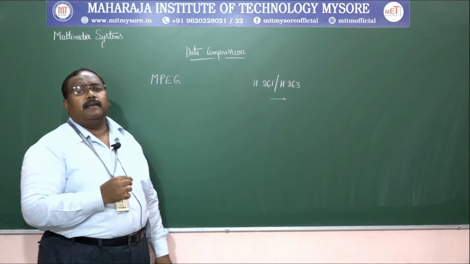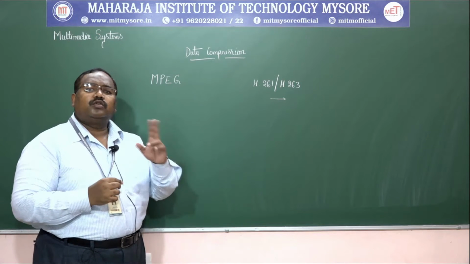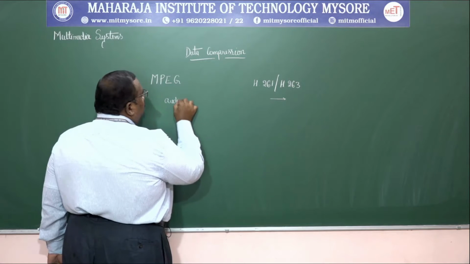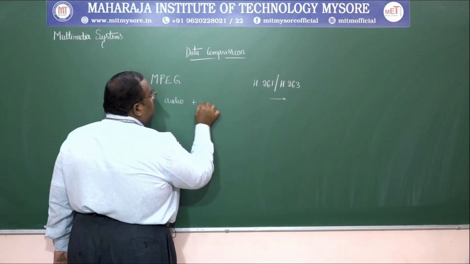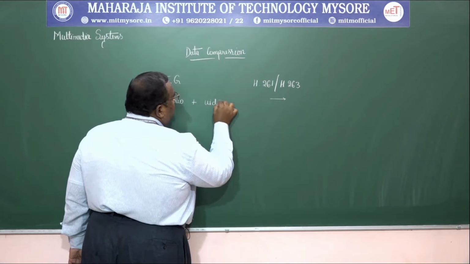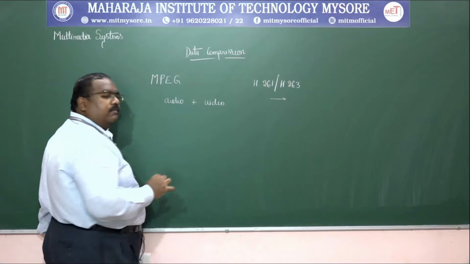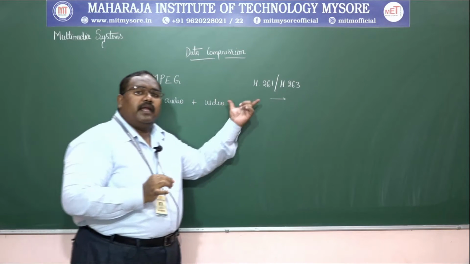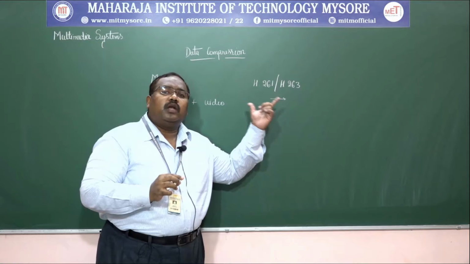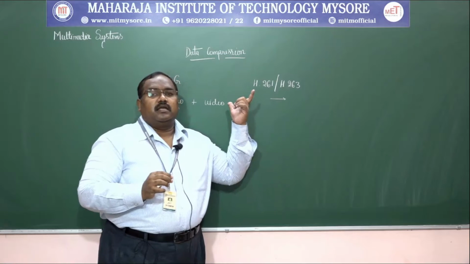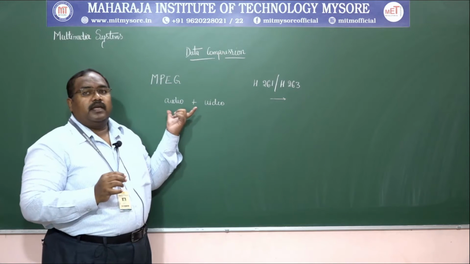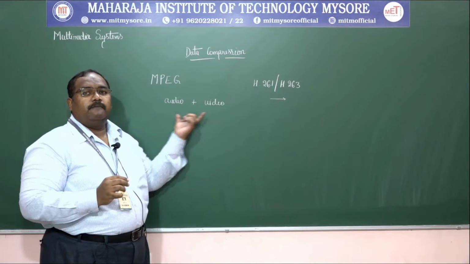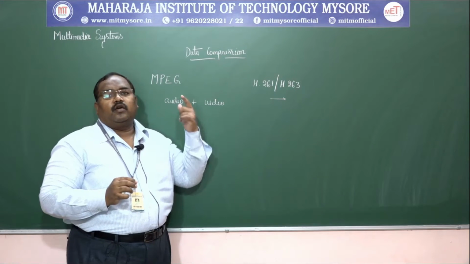When I talk about MPEG compression, it includes two: one is the audio plus the video, that is the motion picture. Whereas in JPEG and other compression, we were talking only about still images. But now, when we talk about MPEG, we are about to compress two components: one is the audio component and the second one is the video component.